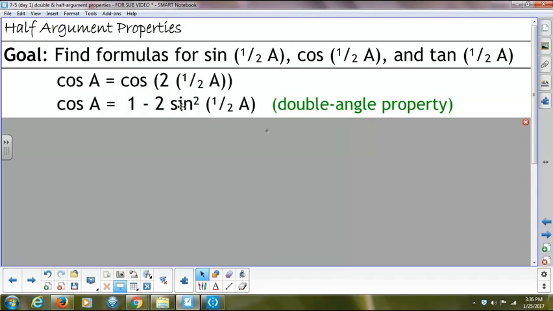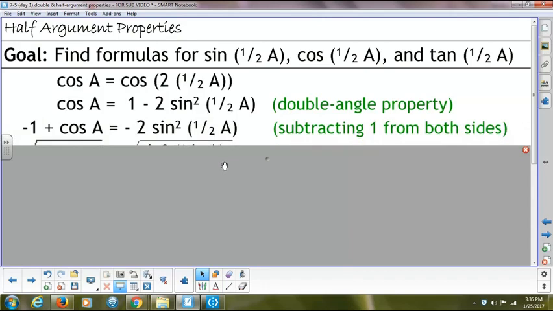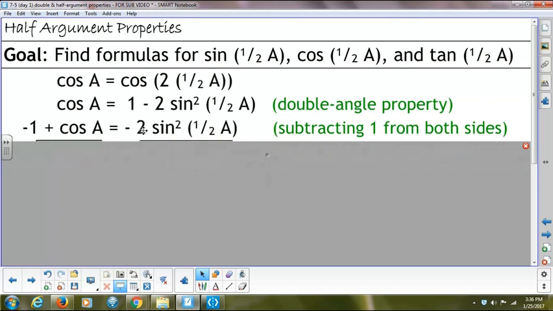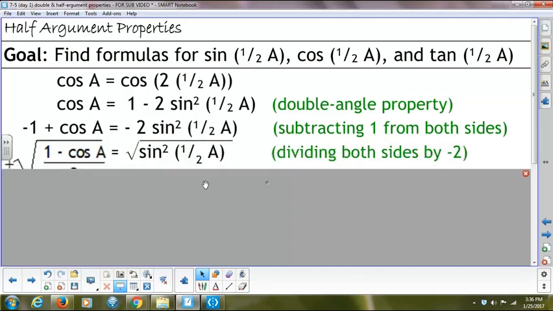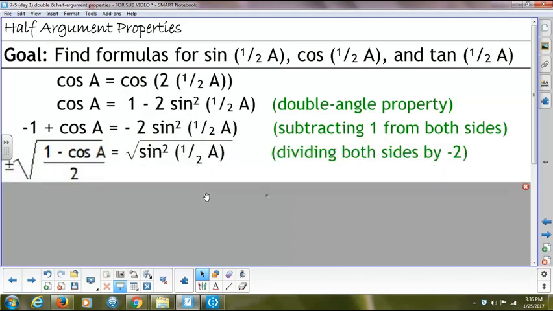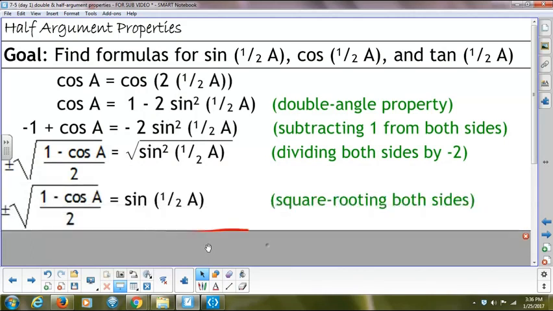So it's 1 minus 2 sine squared of 1/2 a. And then you move things around and you end up with this. And now we're going to divide by -2 and take the square root of both sides because we have a sine squared and we want a sine. And don't forget, when you take the square root of both sides, you have to do plus or minus. And so then we get this. So that is our half argument for sine.